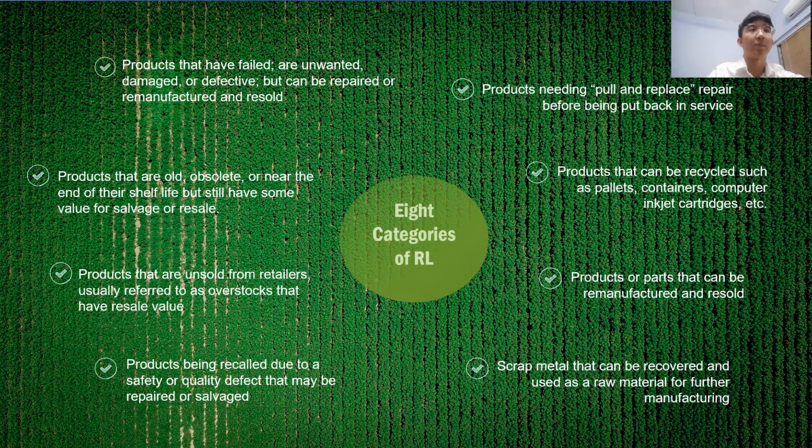Next, the product that can be recycled, such as toner container or computer inkjet cartridge. Next, the products or parts that can be remanufactured and resold. And lastly, the scrap metal that can be recovered and used as a raw material for further manufacturing.